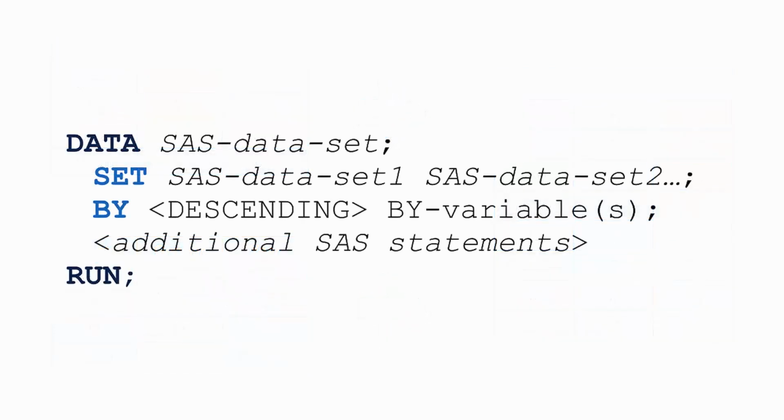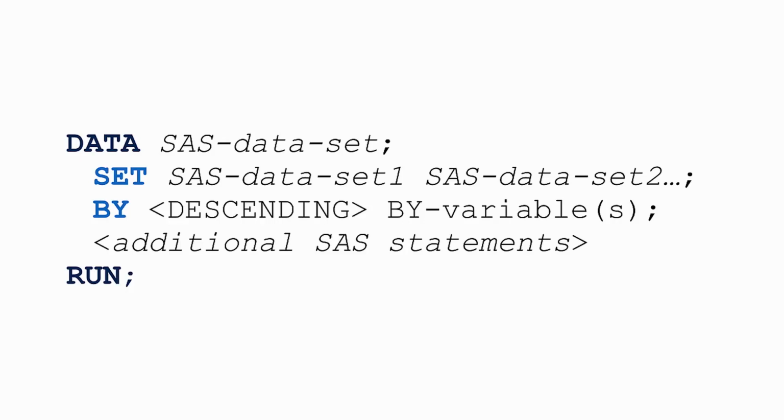Interleaving datasets requires only a small modification to the same data step you've used to concatenate datasets. But when interleaving datasets, you add a by statement and specify one or more by variables. SAS uses the values of the by variables to arrange the observations in the output dataset. Remember that any variables specified in the by statement must be common to all of your input datasets in order for the data step to run.